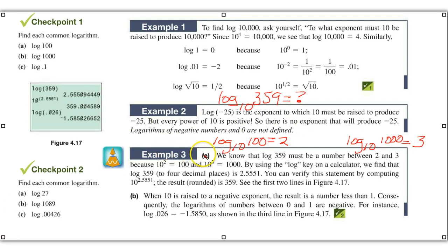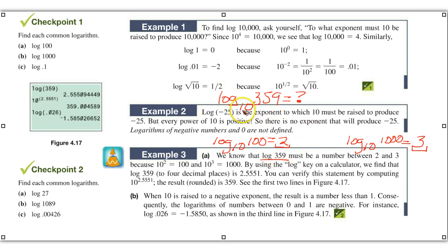Now in example 3, they want you to do some brainstorming here. They're saying we know that the log of 359 must be between the log of 2 here and the log of 3. Why? Because this would be in here somewhere.